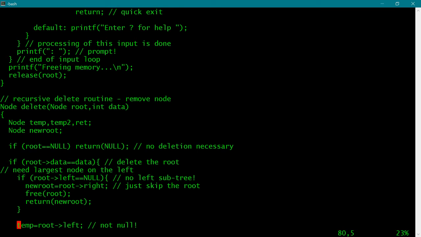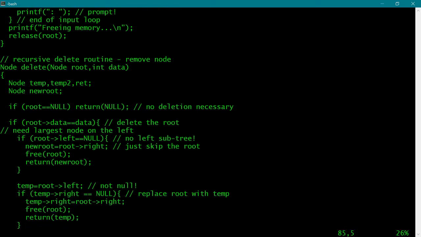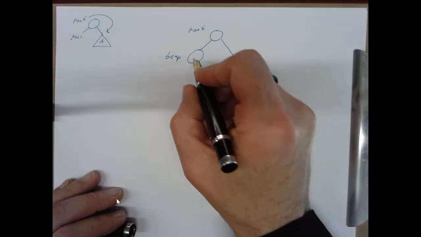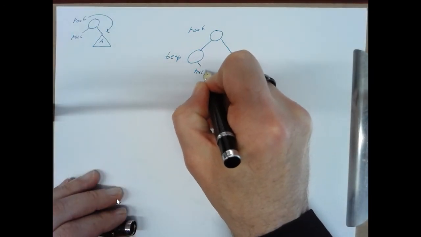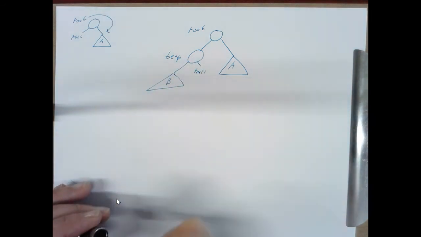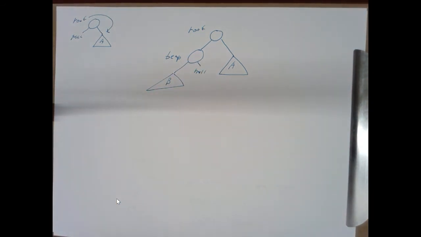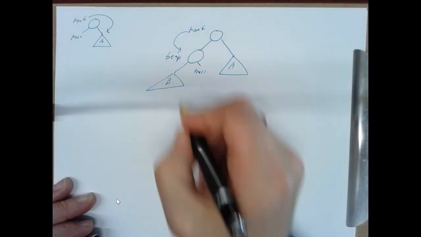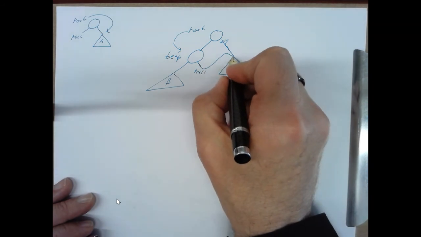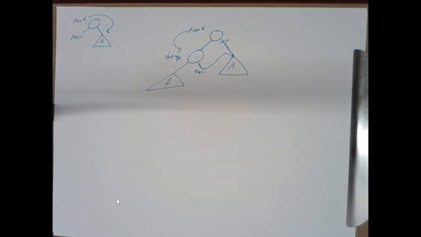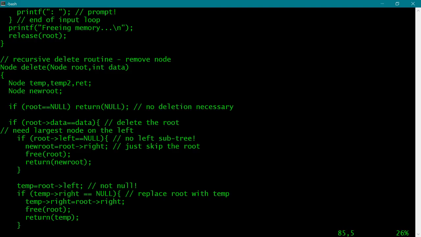All right, so temp is root left, that's not equal to null. So if temp right is equal to null, that's another edge case. So that's the case where this is null, and we got some stuff over here. And in this case, the trick is to take the root, point it down here, and then have the new root adopt the old root's right child. So if temp right is null, set temp right equal to root's right, free the old root, and return temp, which is the new root. All right, so that's the second edge case.